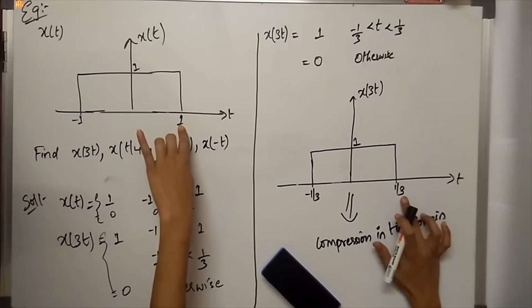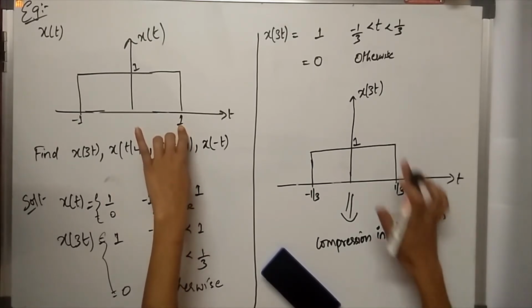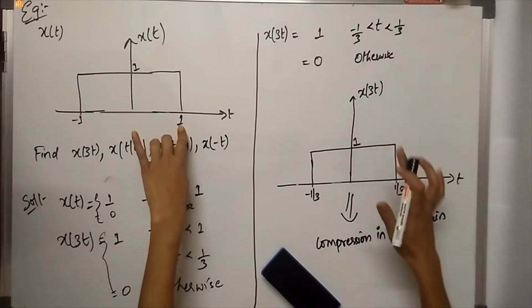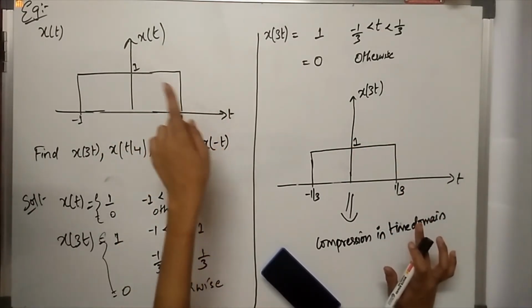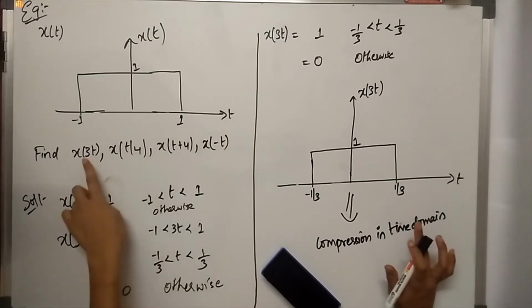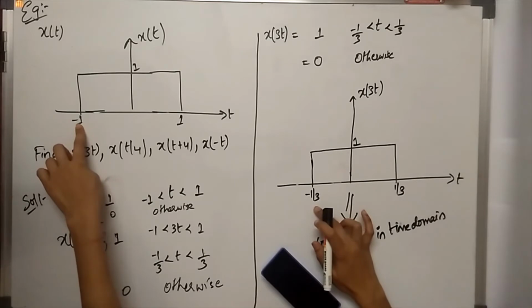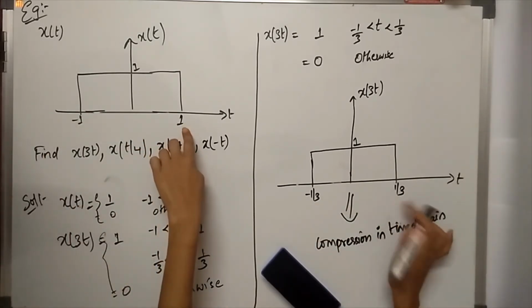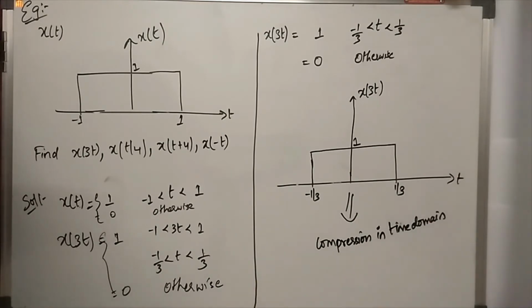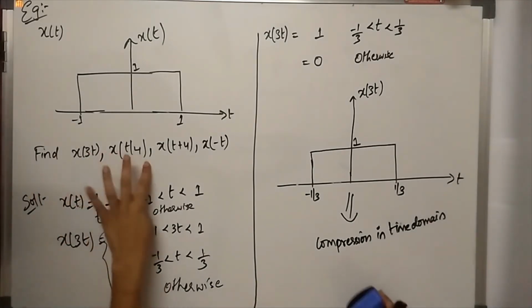So to define the range of values of t for which x of 3t exists, all you need to do is divide the x-axis of t by this value 3. So -1 divided by 3, I'll get -1 by 3. 1 divided by 3, I'll get 1 by 3. Okay, so this is nothing but x of 3t. Now we will see x of t by 4.